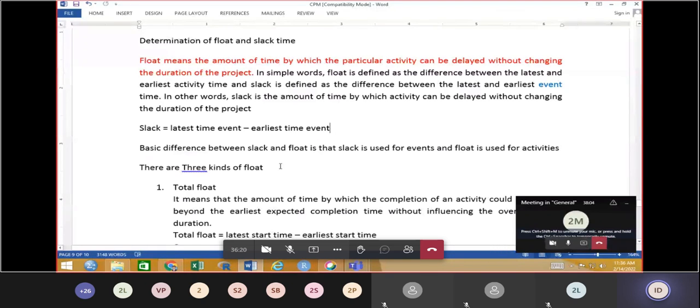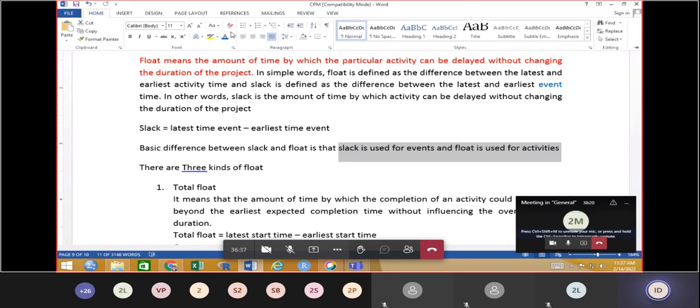The basic difference between slack and float is that slack is used for events and float is used for activities. Right? The slack is used for events and float is used for activities. Both terms are separately used.